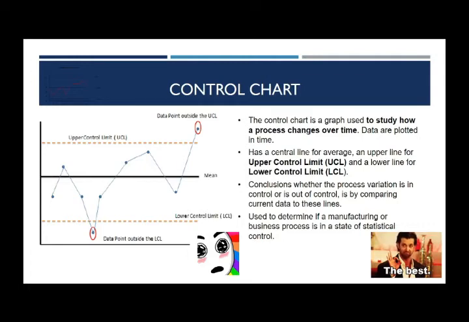A control chart has a central line for the average, an upper line for the upper control limit, and a lower line for the lower control limit. The conclusion of whether the process variation is in control or out of control is made by comparing current data to these lines. A control chart is also used to determine if a manufacturing or business process is in a state of statistical order.